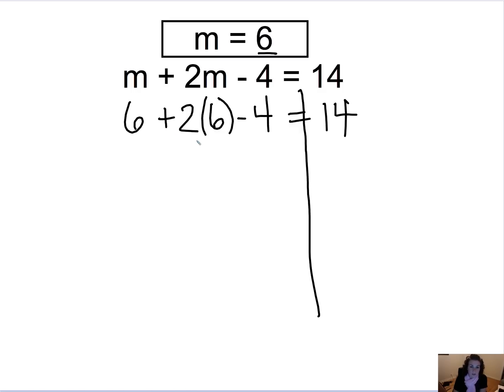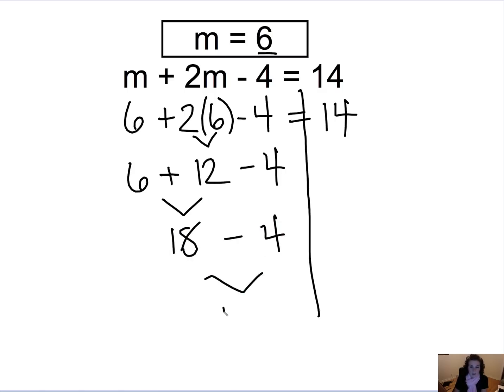So on the left, I need to do multiplication first because that's my order of operations. So 2 times 6 would be 12. Now I have addition and subtraction. Remember, now you read from left to right. So 6 plus 12 would be 18.